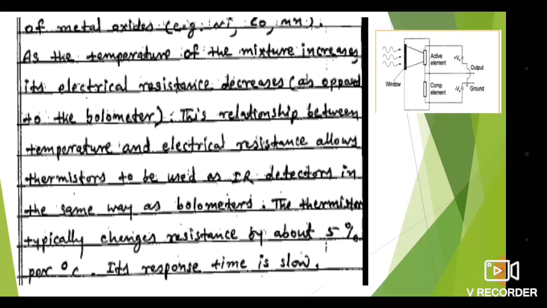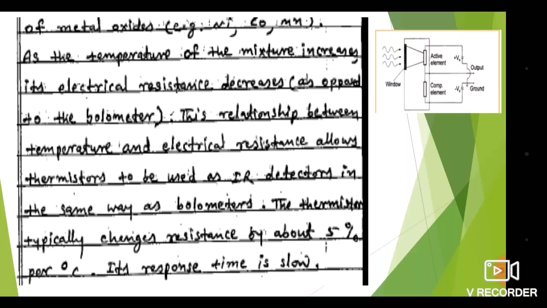So what is the thermistor? A thermistor is made from a mixture of metal oxides: nickel, cobalt, manganese. As the temperature of the mixture increases, its electrical resistance decreases. It is opposite to the bolometer. In a bolometer, there is a rise in temperature, with a 0.4% increase in resistance, so temperature is directly proportional to resistance. But here, temperature is inversely proportional to resistance.